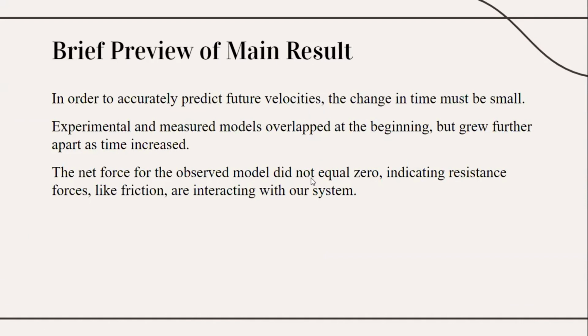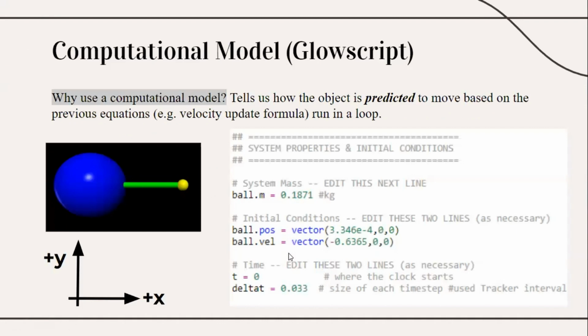So our main result of this experiment is that in order to accurately predict the future velocities in motion, the change in time must be small. As the distance increased, the models became further apart and were more distinct in their slopes. The net force did not equal 0 since we saw these differences in our models, meaning more interactions are happening with our system. Our initial values are listed to the right, and I used a typical coordinate system to track my motion.